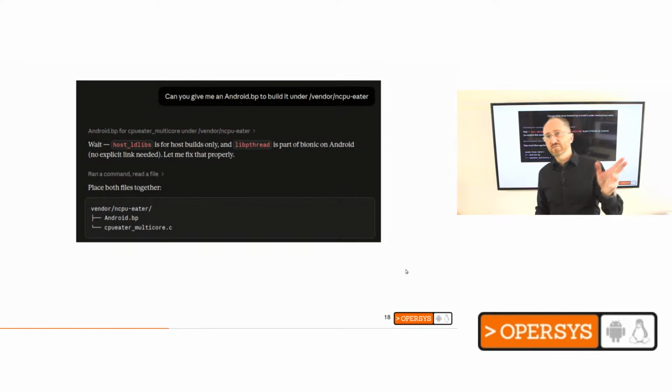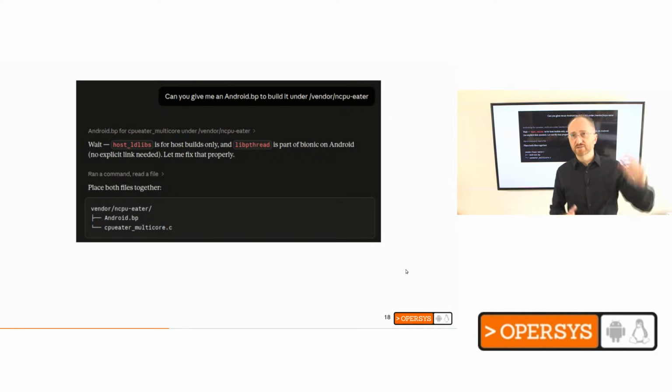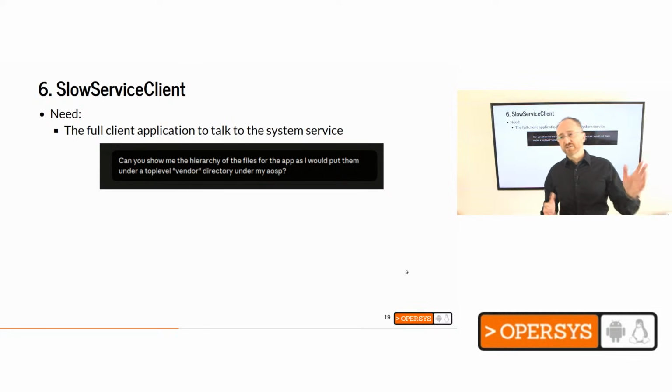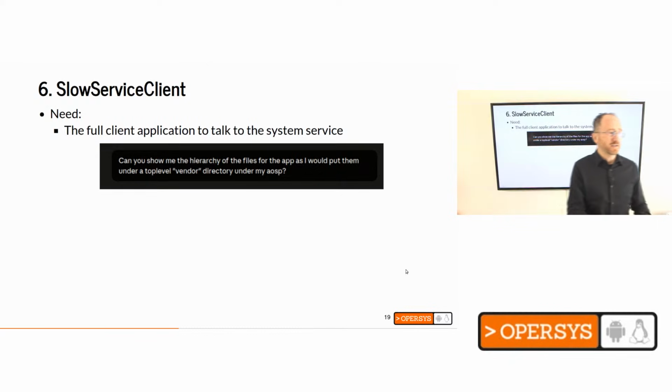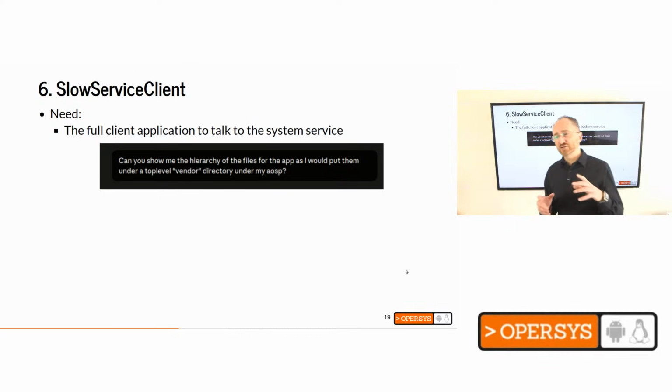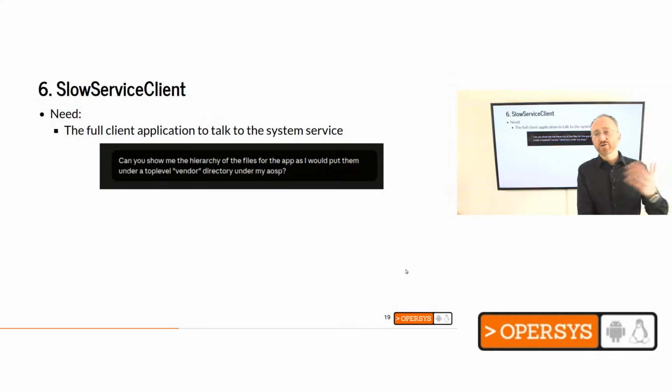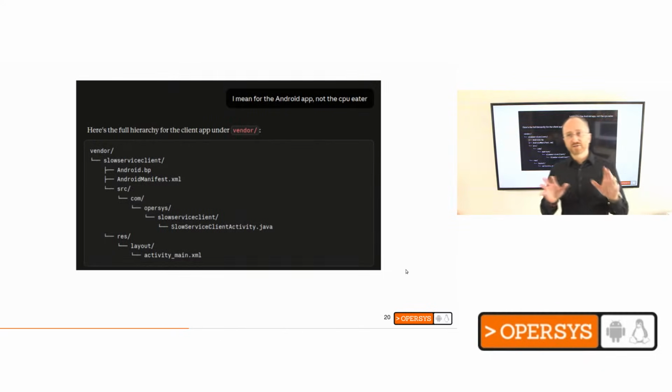And I'm like, okay, so you gave me the code. Can you give me the Android build file for it? It obliges, generates the thing, and gives me the BP file. Then I'm like, okay, let's go back to the client of the system service that talks to that system service and does a bunch of stuff there. Can you give me an application that does this? First it misunderstands and gives me an output for the CPU hog that I just gave it. I'm like, okay, no, that's not what I meant. I meant the actual application, and then it obliges.